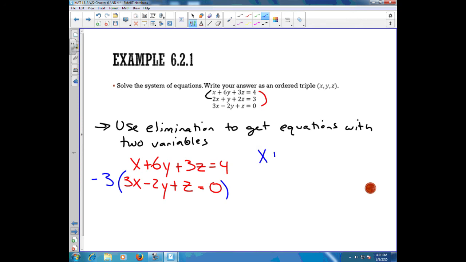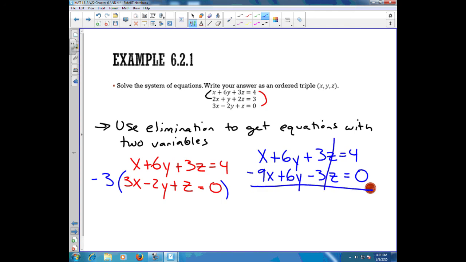then what we have is x plus 6y plus 3z is equal to 4. And then -9x plus 6y minus 3z is equal to 0. If we then add straight down, we've now eliminated the z's, and we're left with -8x plus 12y equals 4. Hold on to this equation, and we're going to come back to it.